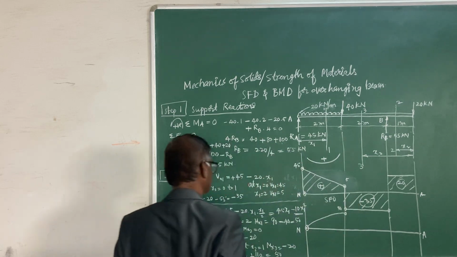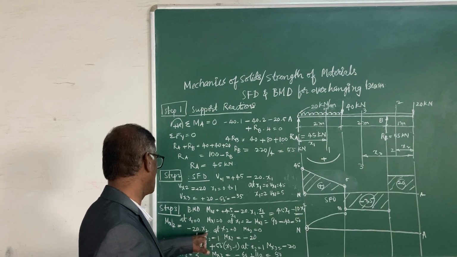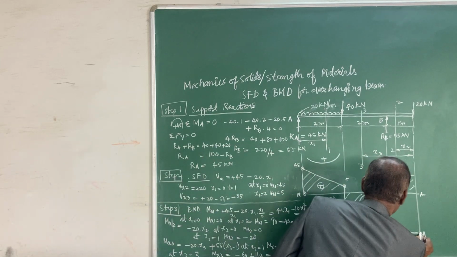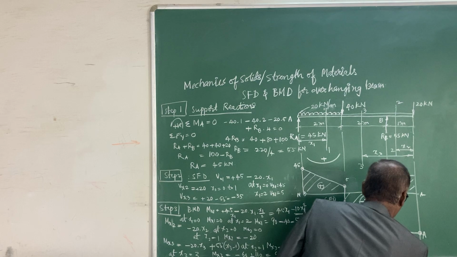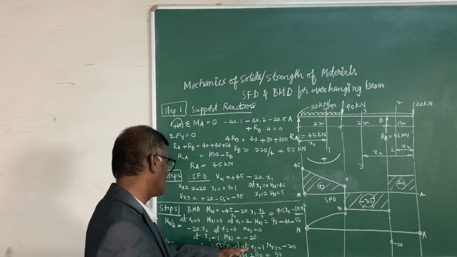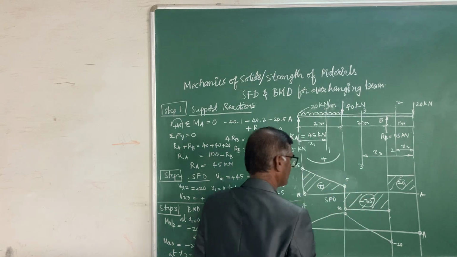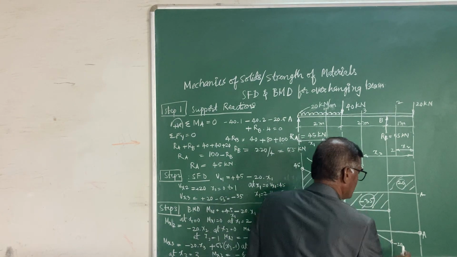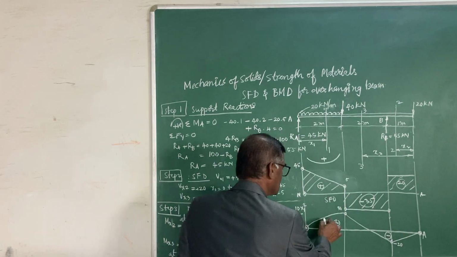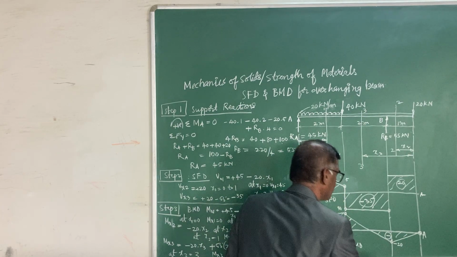For x2 equals to 0, you have 0, and x2 equals to 1, you have minus 20. And for x3, it goes from minus 20 up to 50. You can simply join by means of a straight line. This is positive, and here this is negative. This is a straight line equation. So let us give a hatching, and this is your BMD. Thank you.